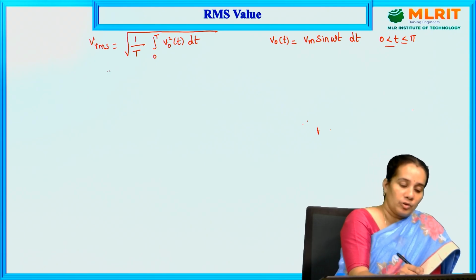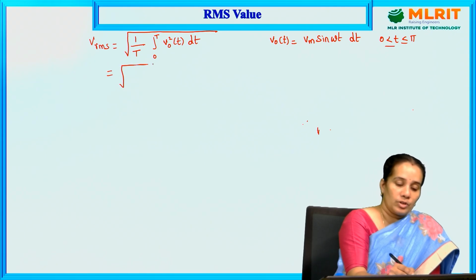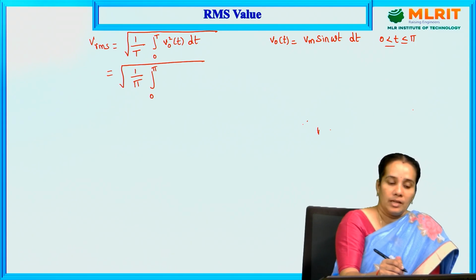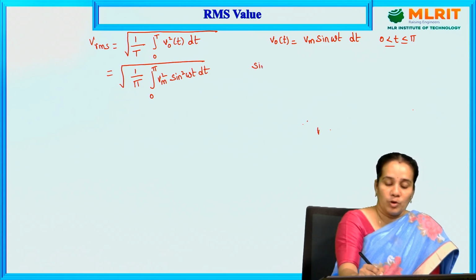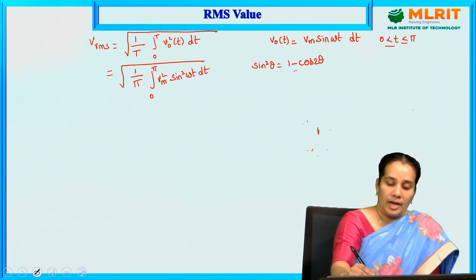So now we have to apply here the total time period. What is the total time period? 1 by pi. And the duration of the cycle is 0 to pi. And what is the output for the 0 to pi? Vm square sine square omega t dt. So we know the formula for sine square theta: sine square theta is equal to 1 minus cos 2 theta by 2.